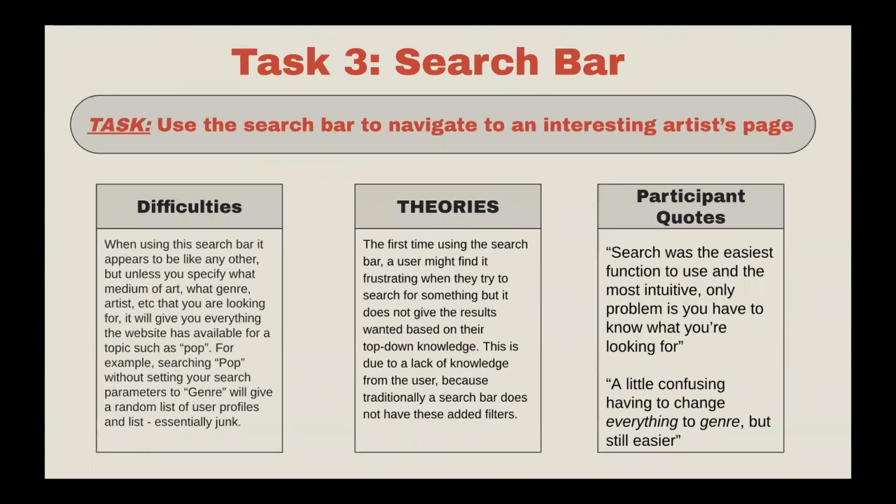For task 3, the users were tasked with using the search bar to navigate to an interesting artist's page. A lot of the difficulties that came along with this task was actually the search bar itself. Although it was pretty easy to navigate, once you click on the search bar to type in a genre that you were looking for, you have to actually specify that you're looking for music and that this is a genre, or else it just gives you, for example, if you were to search pop, just a bunch of information about pop, not necessarily the genre itself. So it just gives you a bunch of random junk.